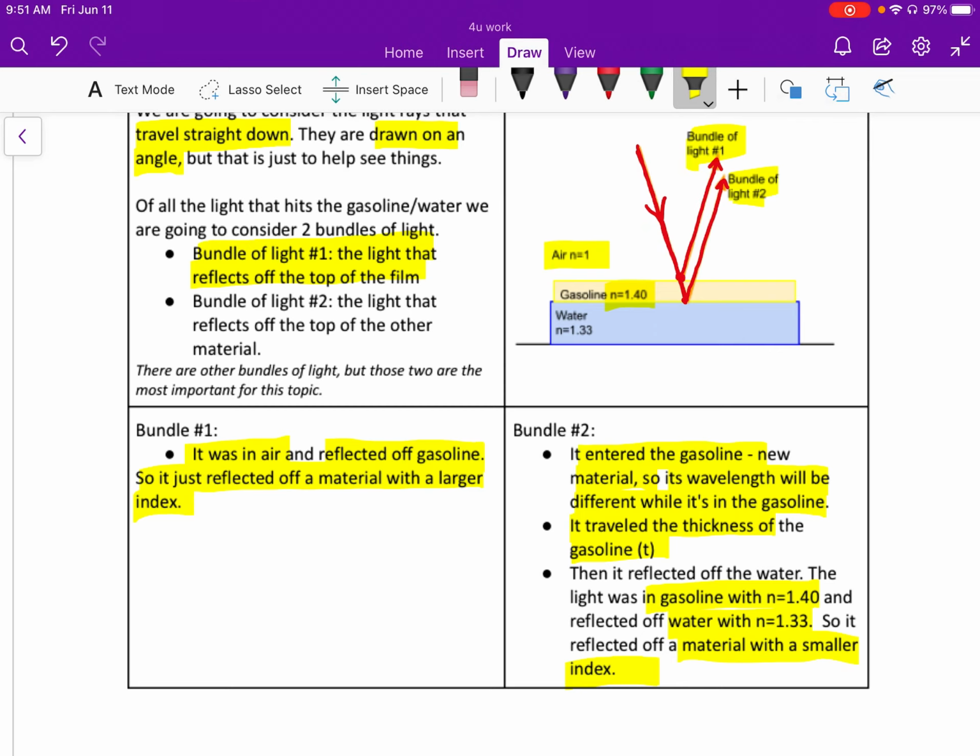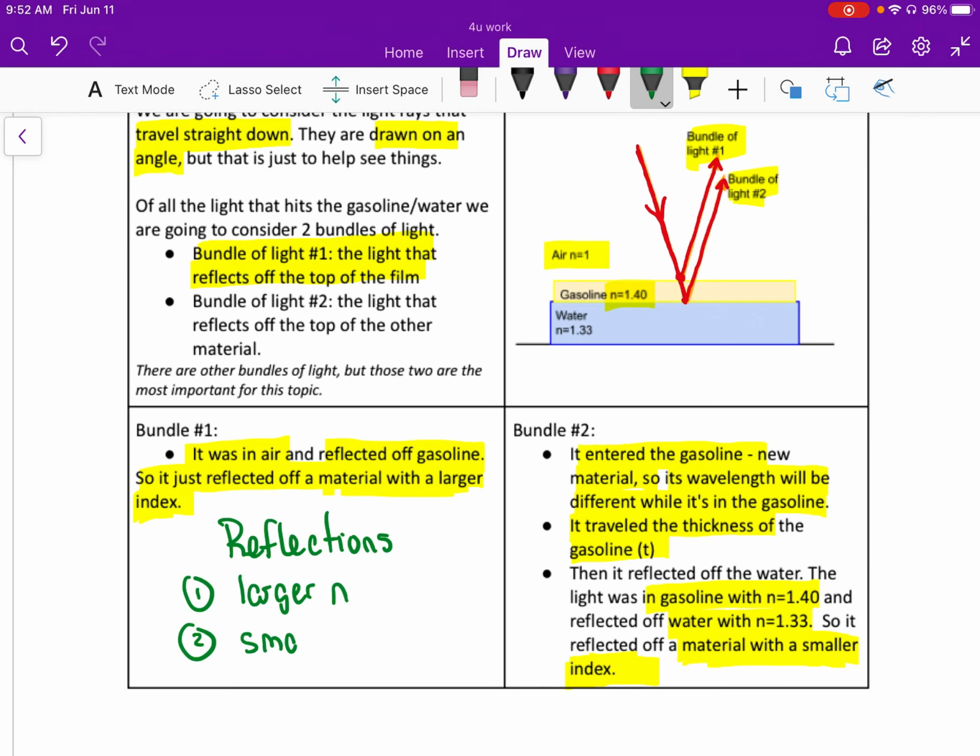So far, bundle of light number 1, it's the easier one to look at. It just reflected, and in this question, happened to reflect off a larger index. Bundle of light number 2, though, its wavelength shrunk as it went down a distance of t, and then it reflected off something with a smaller index. So just based on reflections, bundle of light number 1 reflected off a larger n, and bundle of light number 2 reflected off a smaller n. I'm going to talk about that again later in the chart, but just sort of file that away.